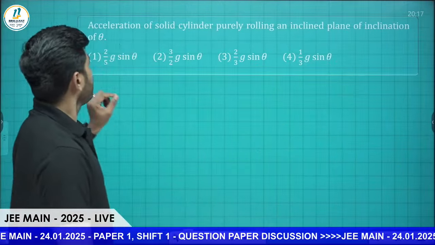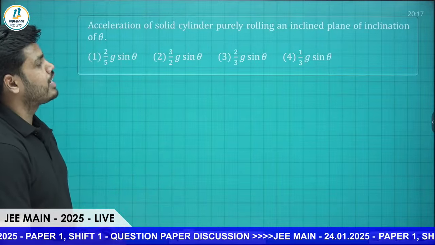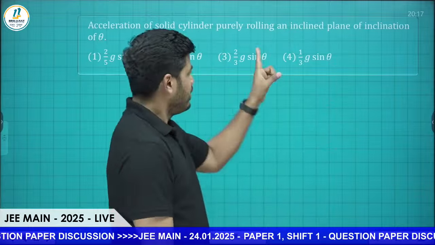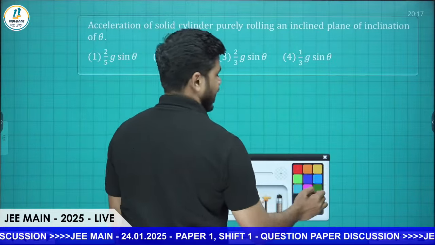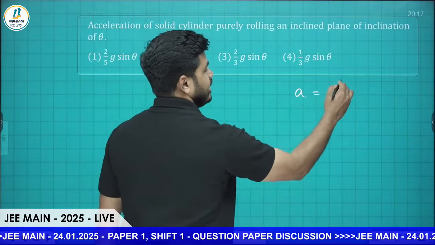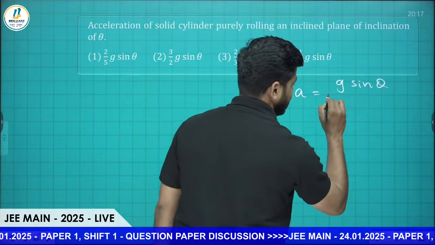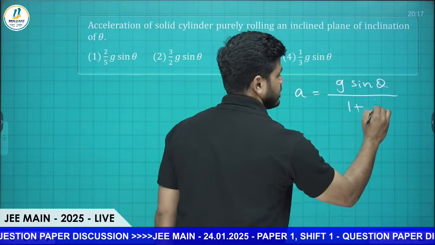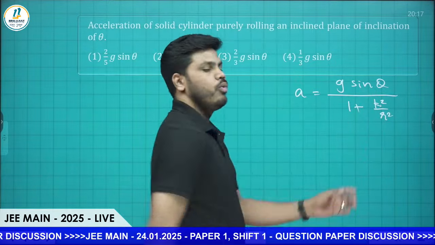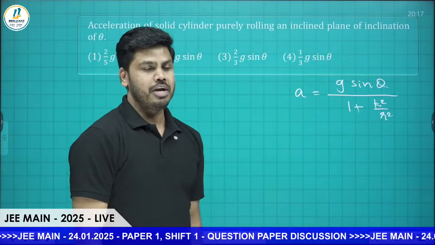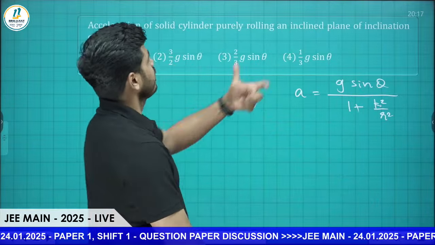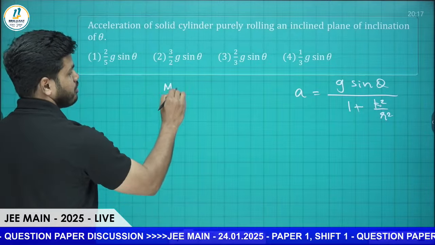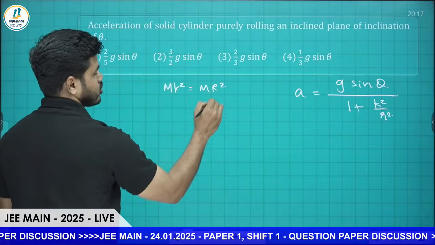Acceleration of a solid cylinder purely rolling on an inclined plane of inclination theta. Yes, another direct question from rotational motion. We know the equation for acceleration of a body rolling down an inclined surface is g sine theta divided by 1 plus k square by r square, right? K stands for radius of gyration. What is k square by r square for a solid cylinder? For a solid cylinder, we know m k square is equal to m r square by 2.